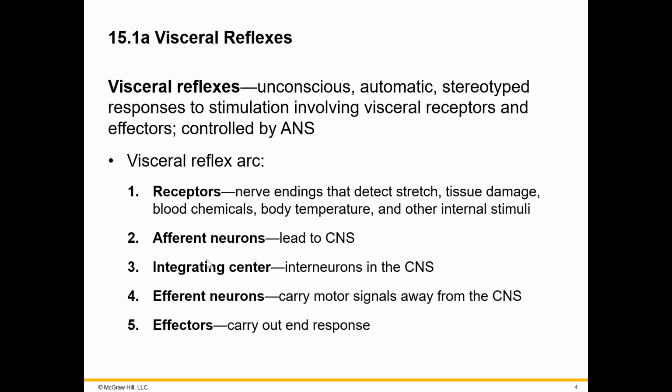There's an integrating center. The integrating center is made up of interneurons in the central nervous system. Then there are the efferent neurons. Efferent neurons carry motor signals away from the central nervous system. And there is an effector. The effector will carry and mediate the effect. Could be a gland, it could be your heart.